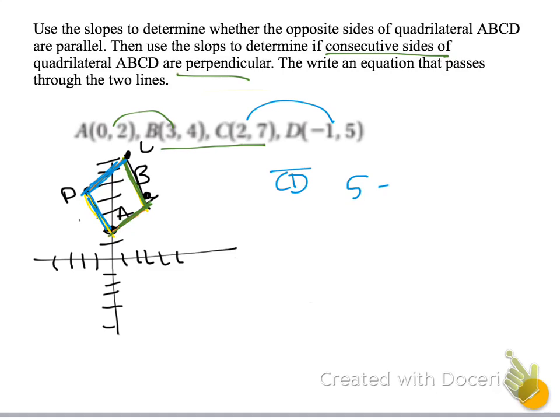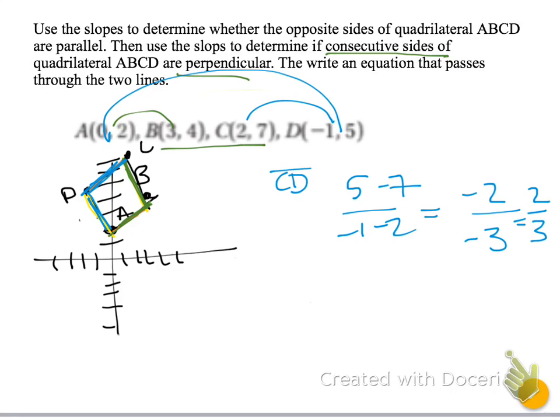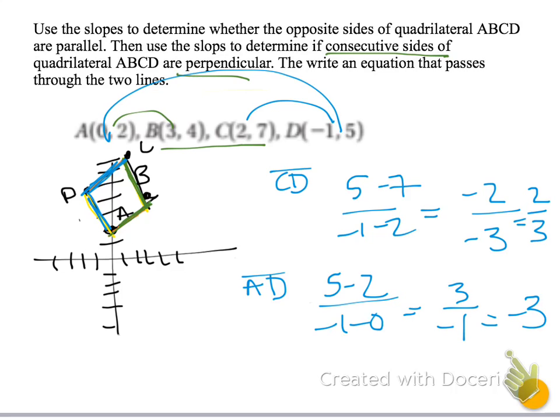So we have 5 minus 7 over negative 1 minus 2. 5 minus 7 is negative 2. Negative 1 minus 2 is negative 3. So we have 2/3. And then my other one is AD. So 5 minus 2 over negative 1 minus 0. 5 minus 2 is 3. Negative 1 minus 0 is negative 1, so negative 3. Okay, so we could see that those are also not perpendicular because they are not the opposite reciprocals of each other, sorry.